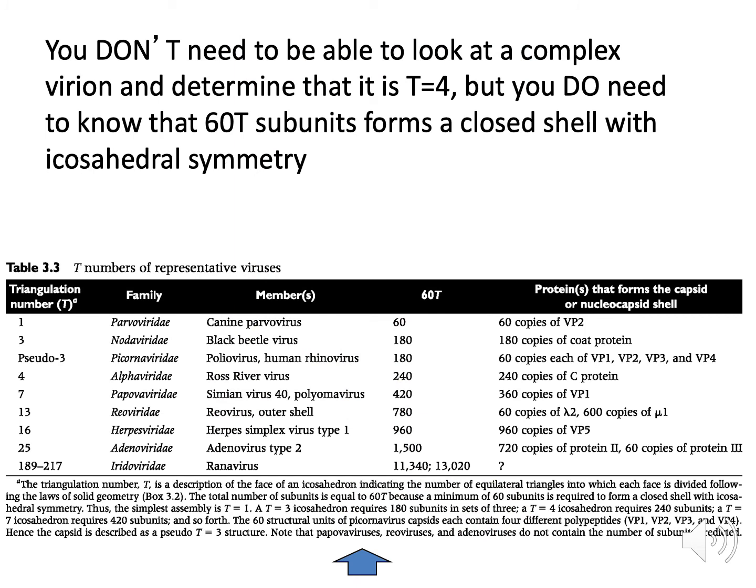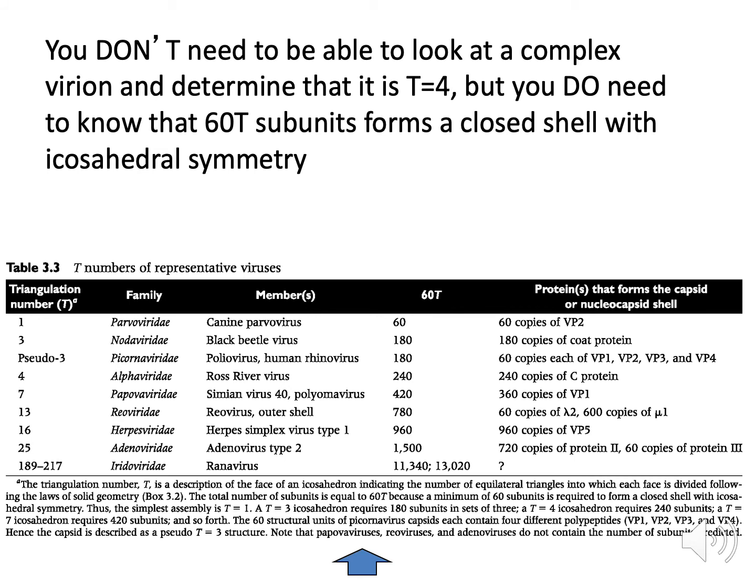So here's the thing. I don't care that you can look at a complex virion and know that it is T equals 4, for example. But what I do want you to know is that 60 times T subunits forms, this is just sort of geometry, a closed shell with icosahedral symmetry.